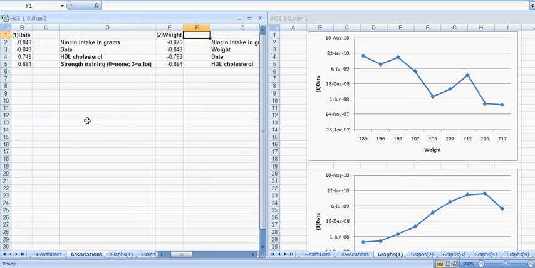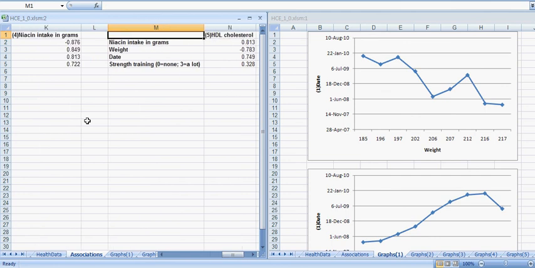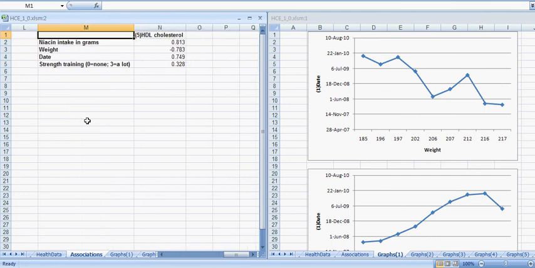I will go to this area of my associations, which shows the variable HDL cholesterol and the associations with my independent variables. And as you can see, the strongest association is with niacin intake in grams, second strongest is with weight, third strongest is with date, which essentially is caused by my weight going down, or this particular person's weight going down with time, which essentially means that the person was doing the right thing here. And the lowest association is with strength training.